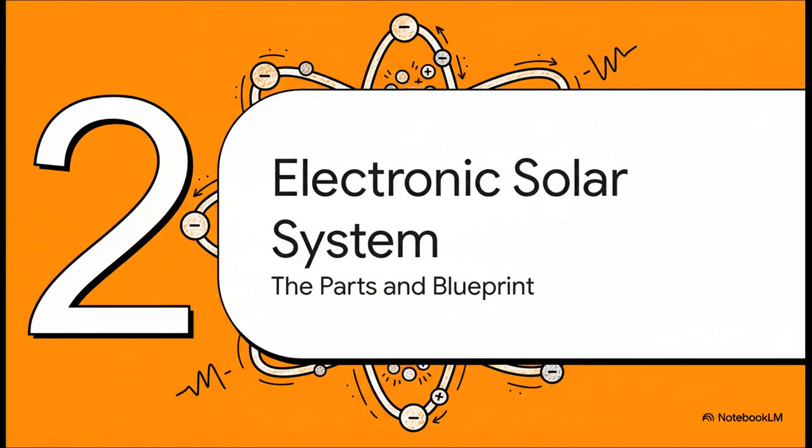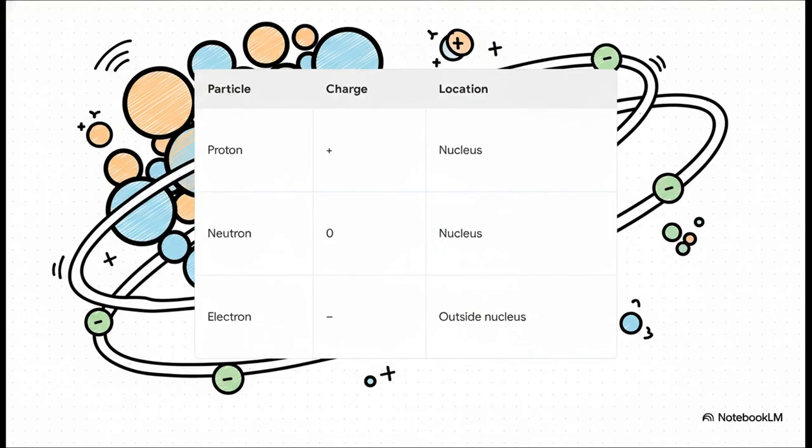So, how does this whole model actually work? To really get Bohr's vision, we first need a super quick refresher on the three tiny particles that make up, well, every single atom. All right, here's our cast of characters. In the center, all packed together in the nucleus, you've got your positive protons and your neutral neutrons. Then, whizzing around on the outside in those energy levels we just talked about are the negative electrons. And it's the arrangement of those electrons that Bohr's model explains so perfectly.